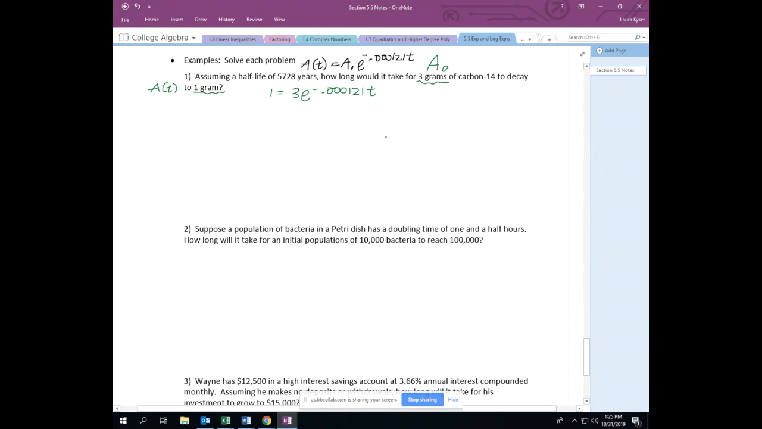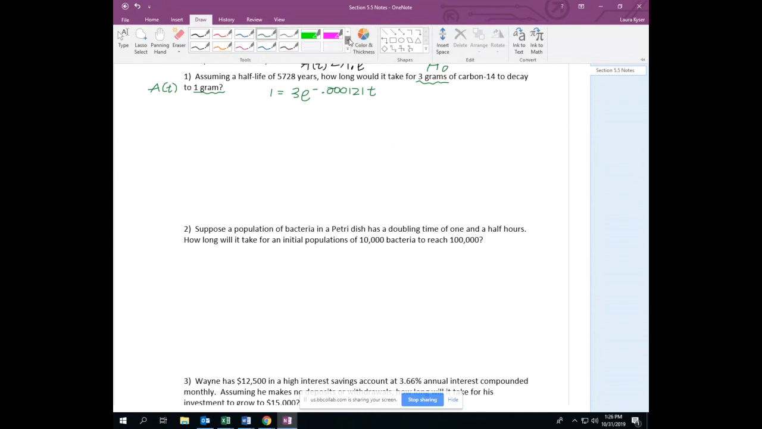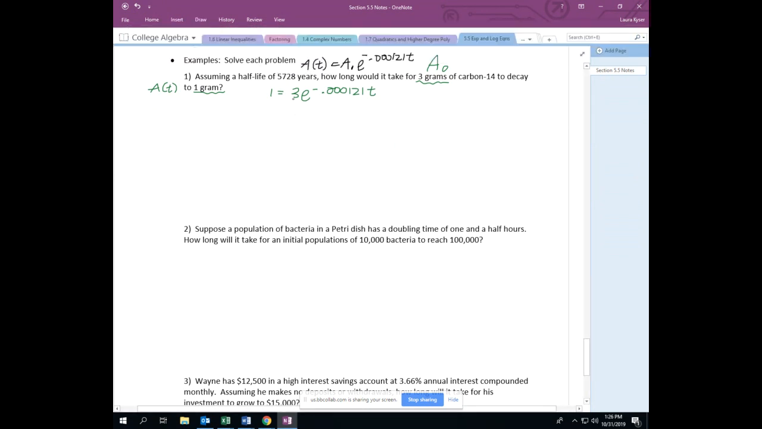And since e is involved, we're going to use natural log. But before we can use natural log, we have to isolate the exponential part, which means isolate the e. So I'm going to divide both sides by 3 and make this 1/3 equals e to the negative 0.000121 t power. Now I'm not actually going to divide the 1/3 right now. I'm going to do all this stuff in the calculator.